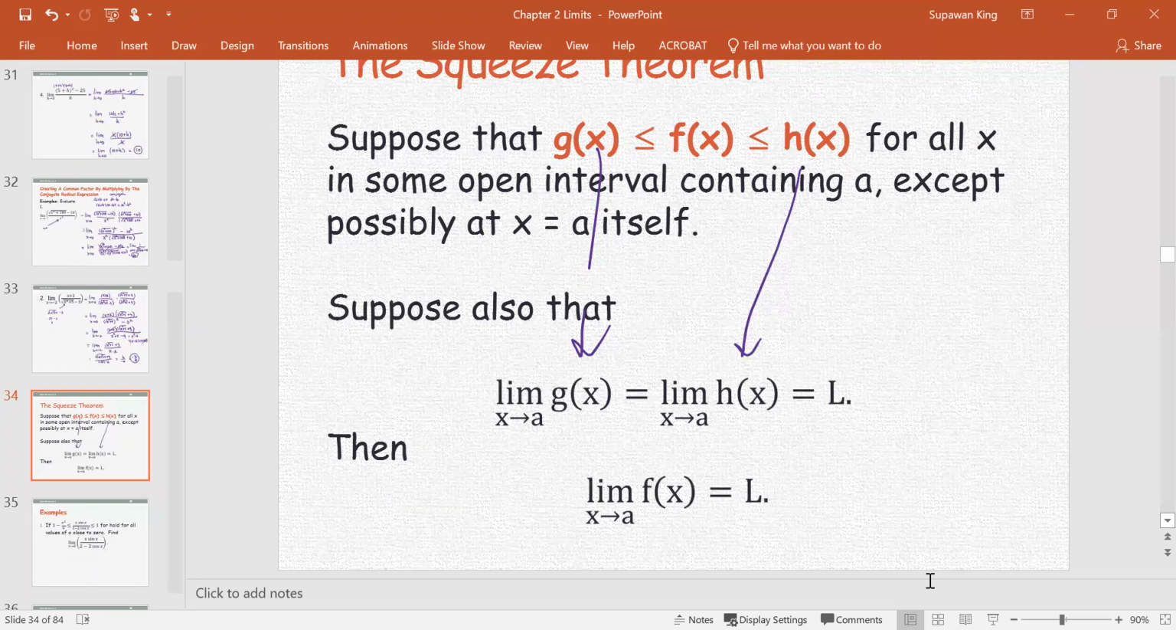If the two functions on the left and on the right side of the function f(x) approach the same number L, that makes the limit of f(x), which is the middle function, approach L as well. So that's why it's called the squeeze theorem.